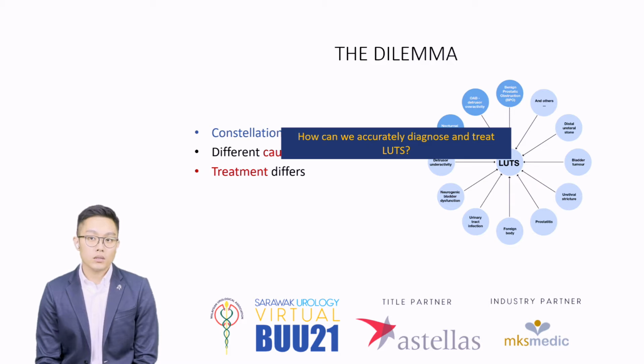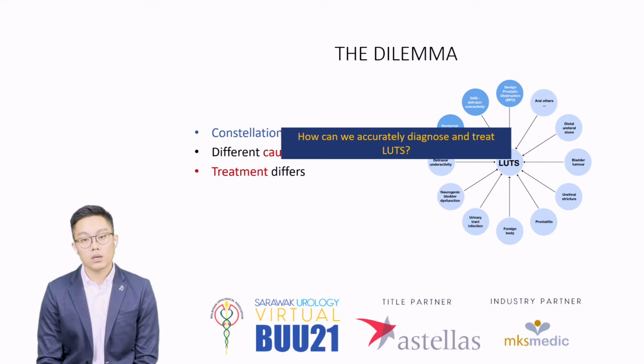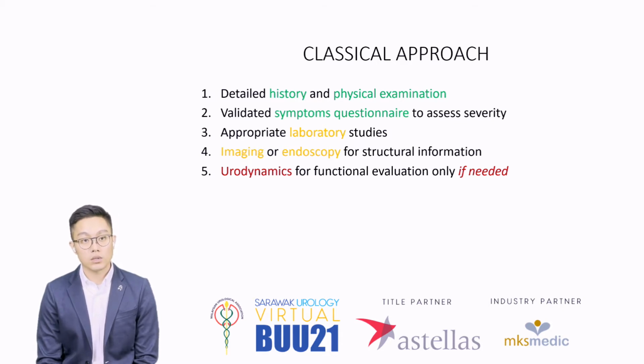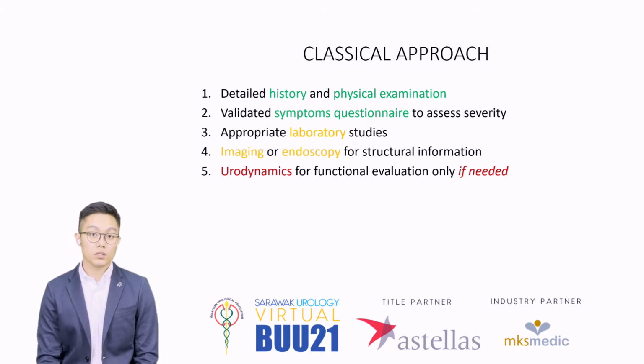So extra steps such as the urodynamics are usually helpful to help us determine which of the causes are present and which one we should treat. The classical approach would be to take a detailed history and also a detailed physical examination. Subsequently, we commonly use symptoms questionnaires to assess the severity of their symptoms. And if needed, we can perform some laboratory studies such as a renal profile, PSA, and of course, imaging and endoscopy if we need some structural information.